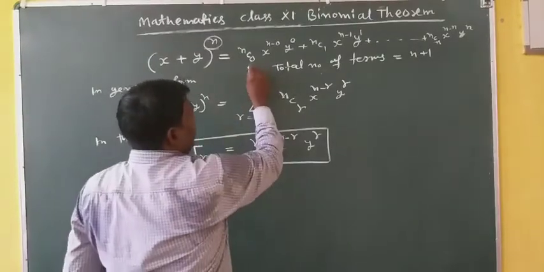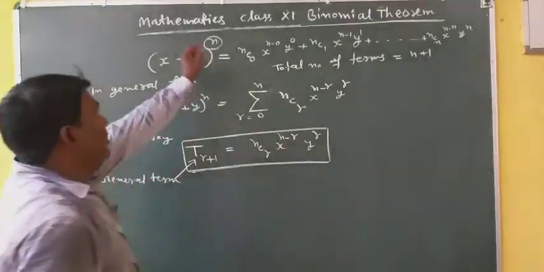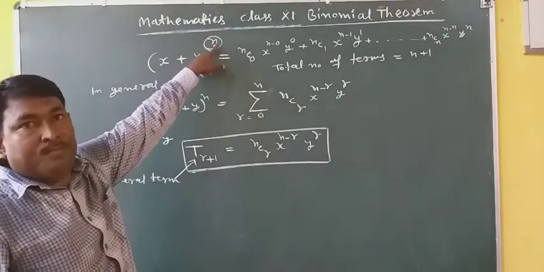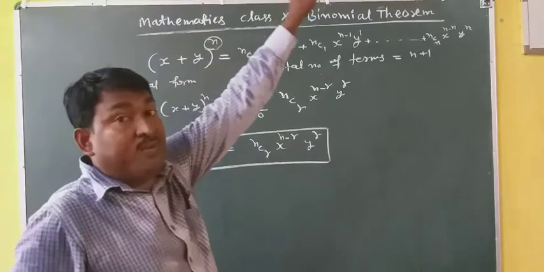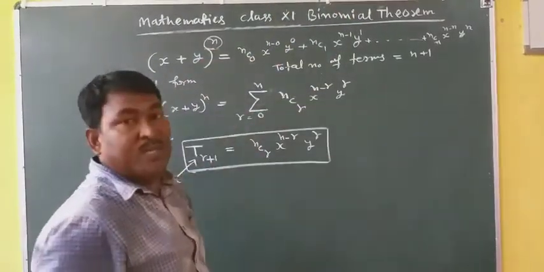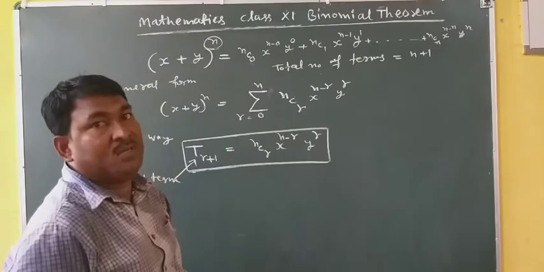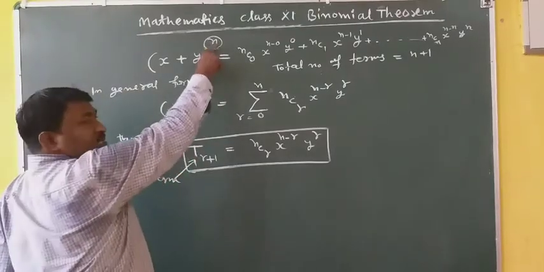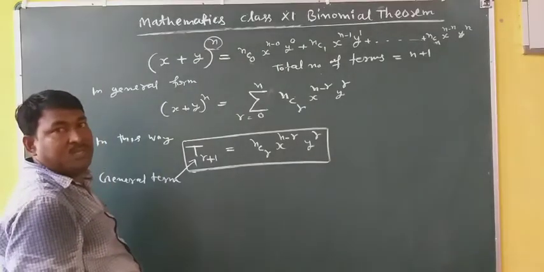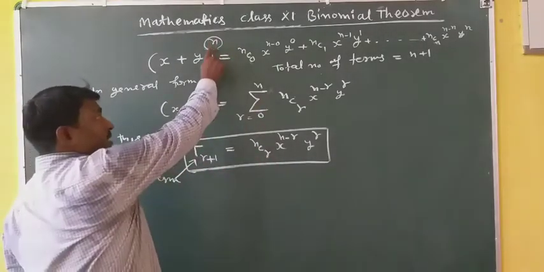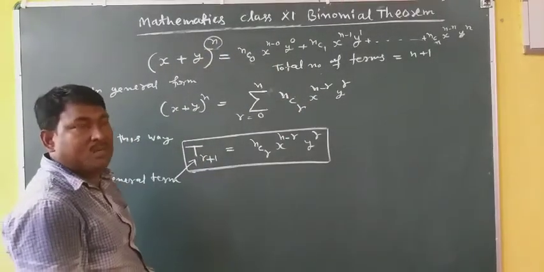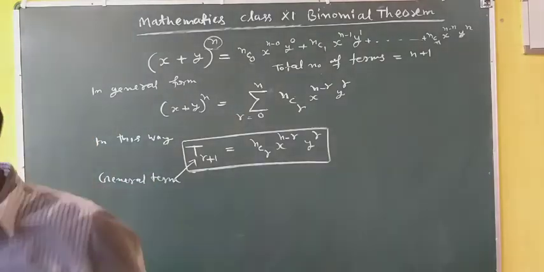Now one more thing. If n is an odd number, then the total number of terms will be even. Suppose n is 5. How many terms will be there? 6 terms. If n is 7, how many terms? 8 terms. And if n is 6, then how many terms? 7 terms.